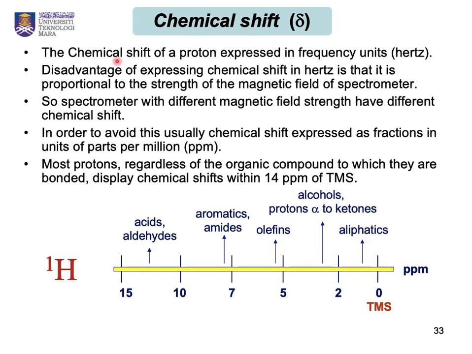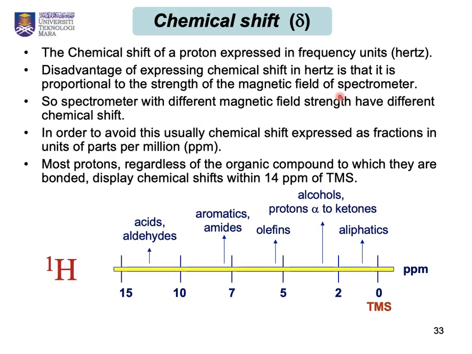So the chemical shift of the proton is expressed in frequency units, in hertz. But there are some disadvantages of using the unit hertz, that it is proportional to the strength of the magnetic field. So what is the strength of the magnetic field? In an NMR spectrometer we generally use different strengths of magnets, right. Sometimes we use 400 megahertz, 500 megahertz, 600 megahertz. These are the different strengths of the magnets, right.